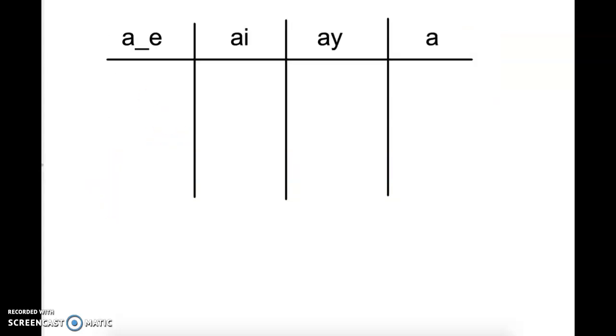In your word study notebook, I would like you to make a chart that looks like this. Have A consonant E, AI, AY, and A. Pause this video here until you have done that.